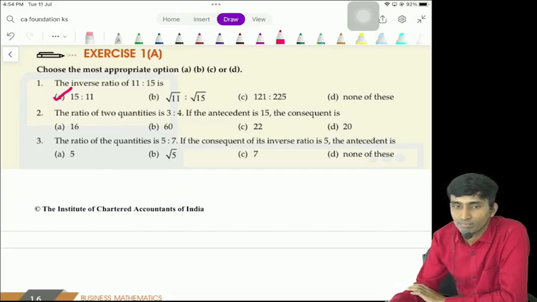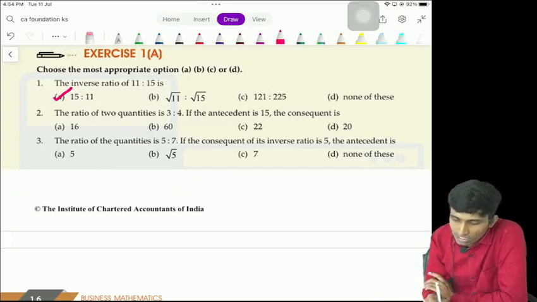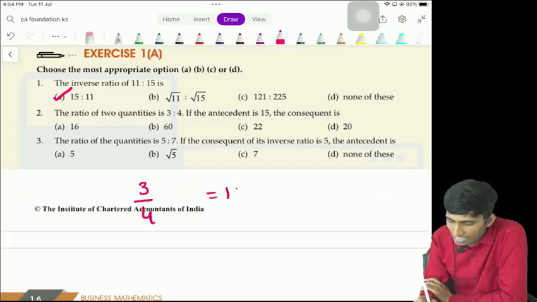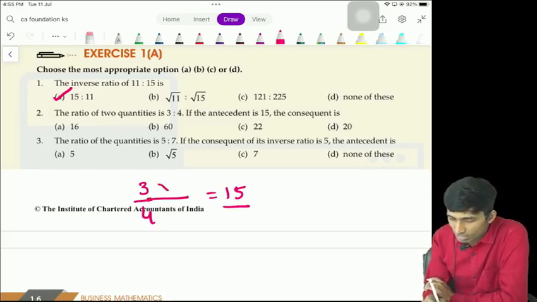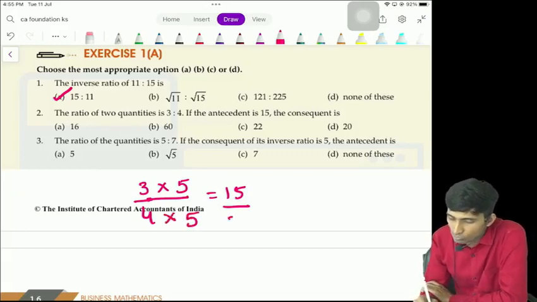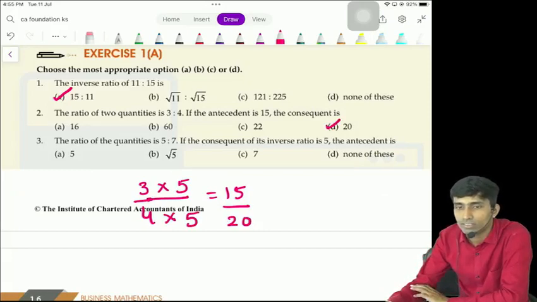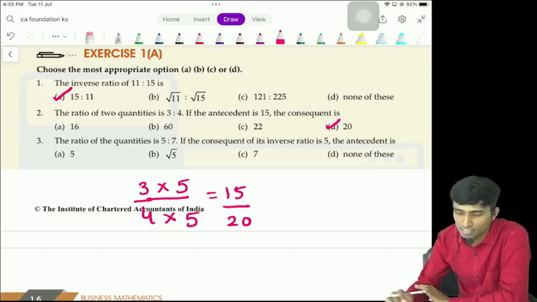Next. Please tell next. Two quantities are 3 is to 4. If the antecedent is 15, 3 by 4, antecedent is 15. Antecedent means numerator. If this is 15, what have they done to the numerator? Multiplied by 5. If the numerator is multiplied by 5, the denominator should also be multiplied by 5. So the answer is 20. Understood? Have you understood? Easy, na?